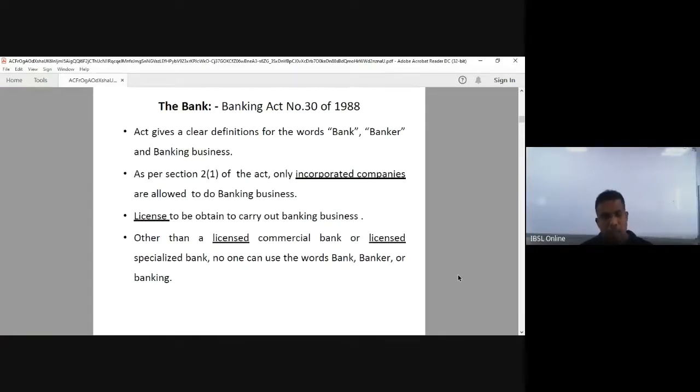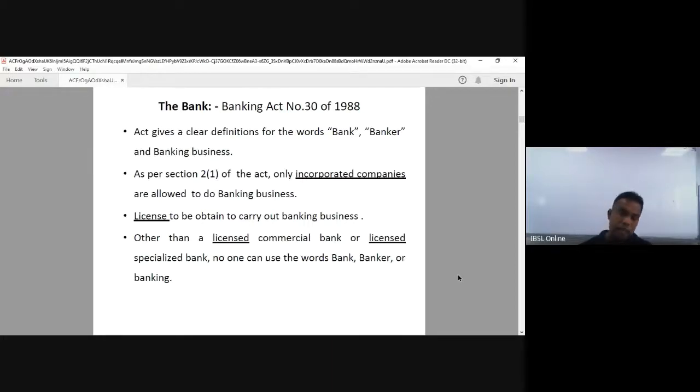What is the definition given in the Banking Act for the word bank? The Banking Act came into operation in 1988, Act number 30 of 1988. This is the act applicable to the banking industry today. Apart from other laws, English law and Roman Dutch law are there, and personal laws also apply to the banking business. The main statute applicable to the banking industry in Sri Lanka is the Banking Act, Banking Act number 30 of 1988.